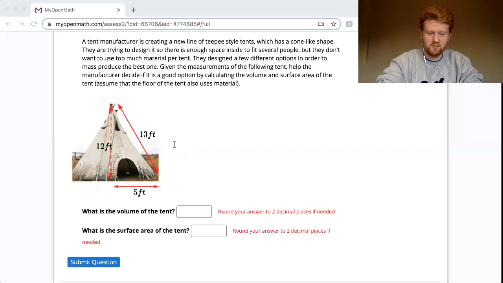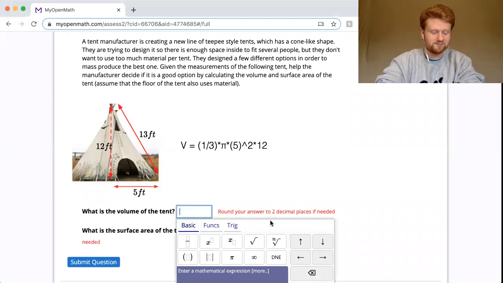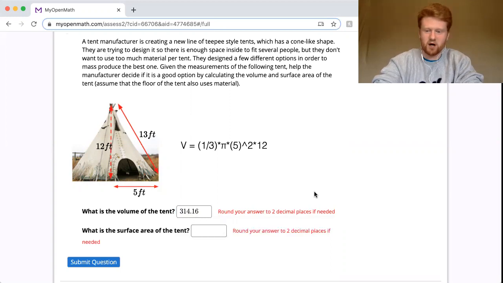So we're going to do 1/3 times the area of the base, which is pi r squared because it's a circle. So we're going to do times pi times r squared. And in this case, r is 5 times the height. And the height here is 12, not the slant height for the volume, just the height. So I'm going to write volume equals. So remember that pi r squared h is the volume of a cylinder. And so we're multiplying it by 1/3 for the final answer. And that will get a total of 314.16. So that's all you need to do for the volume of a cone.